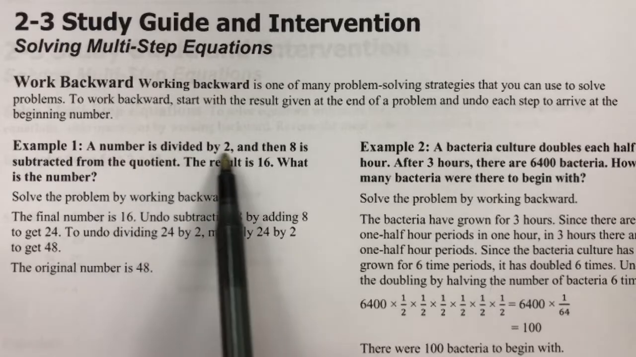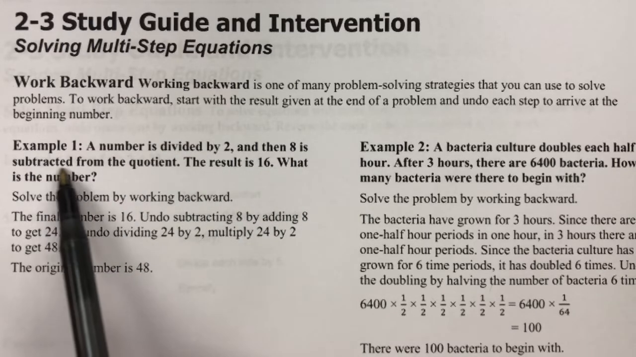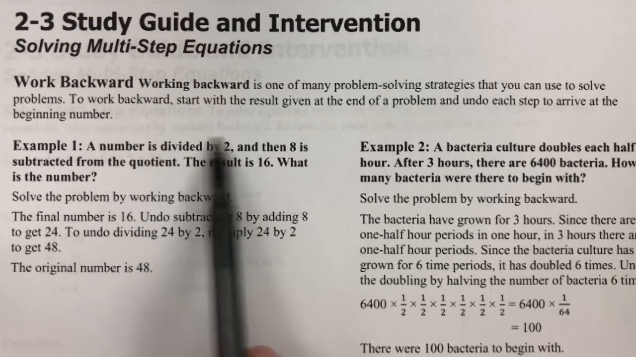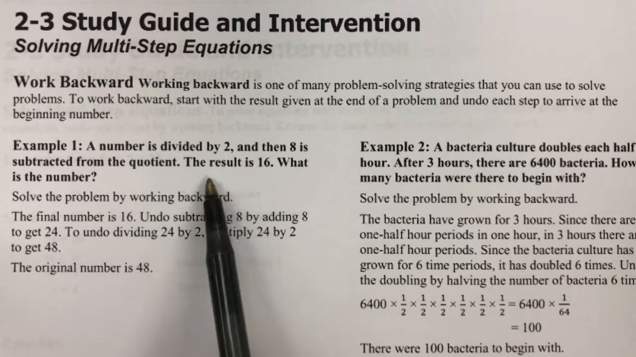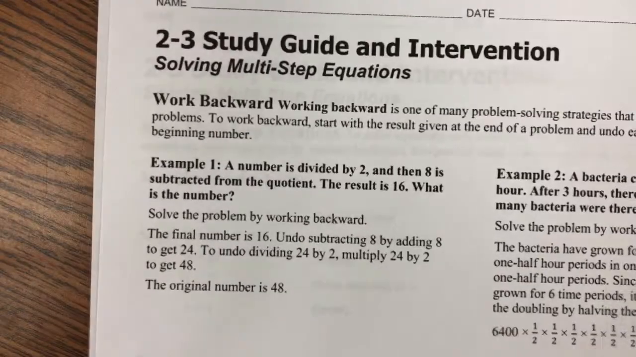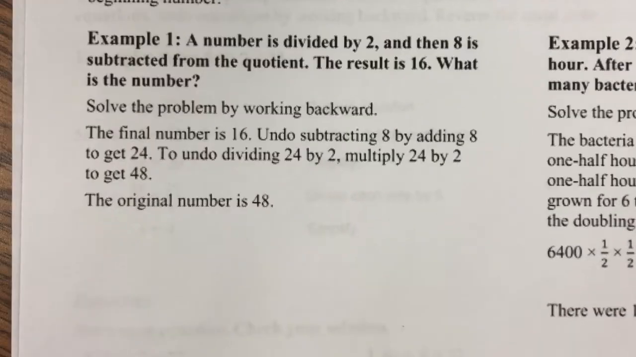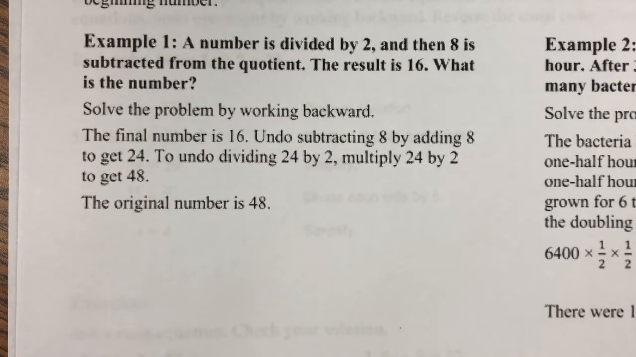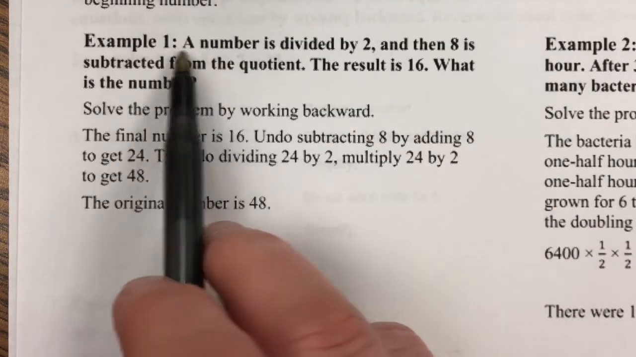Example: a number is divided by 2, and then 8 is subtracted from that quotient, the answer you get after you divide by 2. The result is 16, what is the number? So, I'll zoom in a little bit. My method for solving that would just be to translate it, right? So my method would be a number. When I don't know what a number is, I call it x.